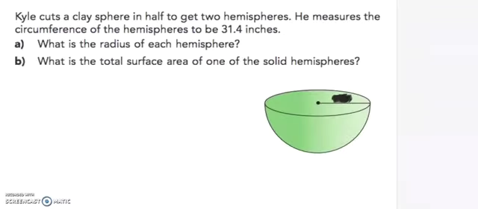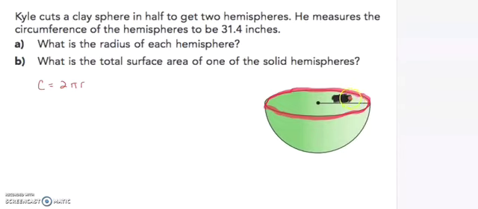All right. Last one here. Kyle cuts a clay sphere in half to get 2 hemispheres. He measures the circumference of the hemisphere to be 31.4 inches. Let's remember that the circumference is the distance around the circle. So he measures this to be 31.4 inches. For question A, we want to know what the radius is. If we remember, to find the circumference of a circle, we do 2 pi r.